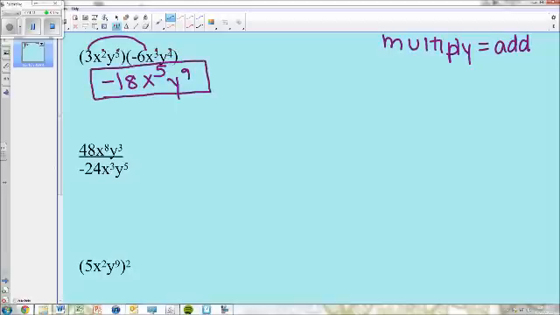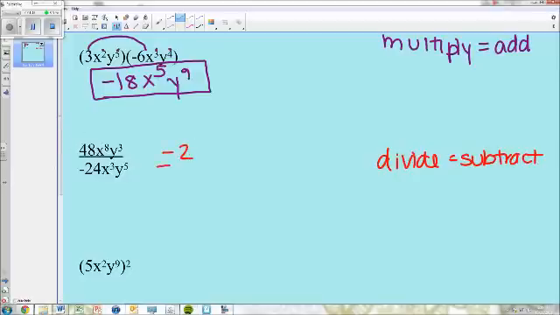If I look at example 2 down here, this time my problem shows division. So when I multiplied, I needed to add. Well, when I do the opposite of multiplying, which is divide, I need to do the opposite of addition, which is subtraction. So when I look at these two numbers, I'm still going to divide my numbers. 48 divided by negative 24 is a negative 2.